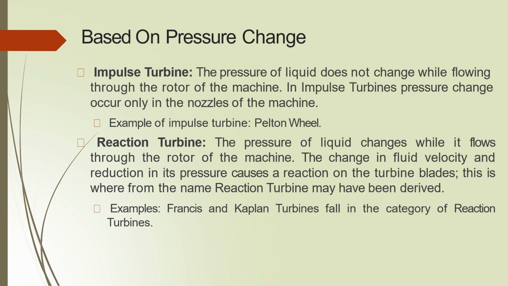In a reaction turbine, the pressure of the liquid changes when it flows through the rotor of the machine. The change in fluid velocity and reduction in its pressure causes a reaction on the turbine blades. This is where the name reaction turbine comes from. The Francis turbine and Kaplan turbine are the examples for reaction turbines.